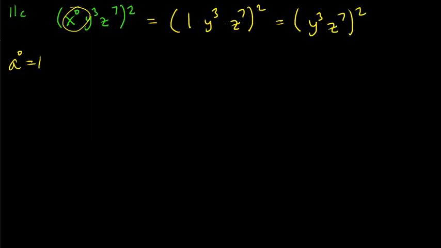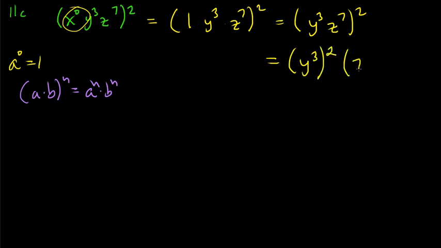So the rule we need to use here is if we have, say, a product, a times b to the n, that exponent gets distributed to each factor. So a to the n, b to the n. Here a is just the y cubed, and b is just z to the 7. Make sense? So in other words, the next step here is y cubed squared times z to the 7 squared. Just using this rule here.